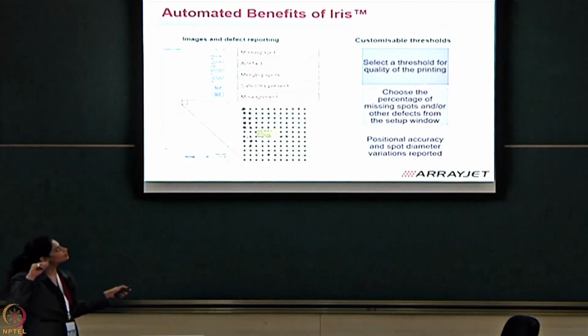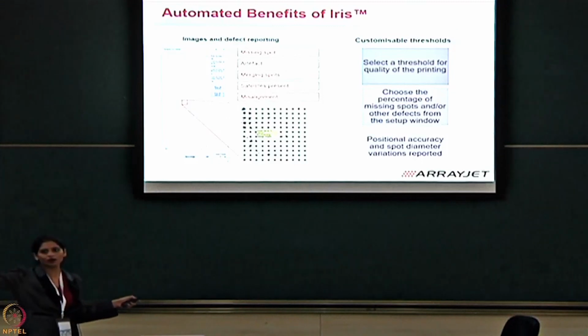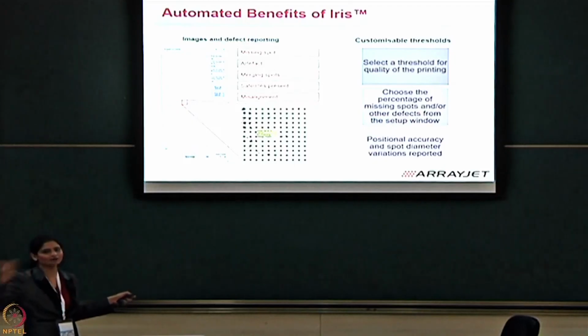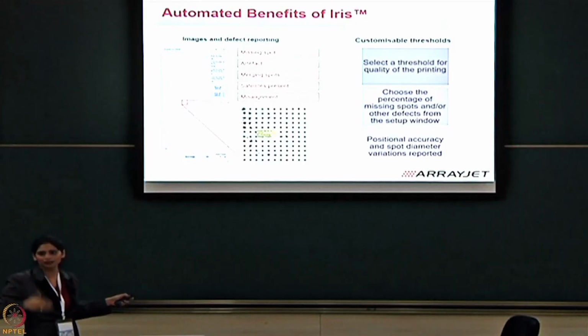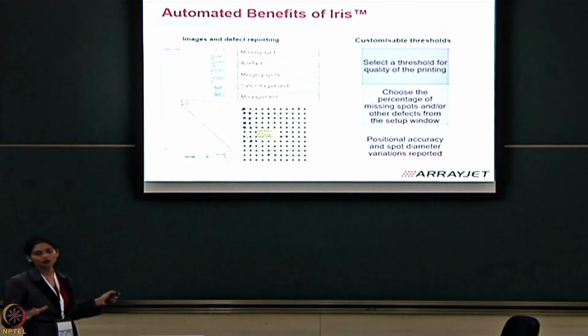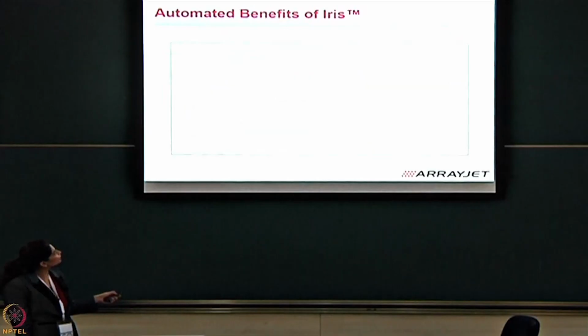So many of the high throughput proteomic research institutes have criteria. If they want a successful assay, they have criteria. My signal should be not above, not below. My spot has to be a certain percentage. I have to have a certain number of assays. So you have criteria for every assay to make them successful. We can set these criteria for the camera itself. So when it starts printing, it is able to detect based on the threshold that you have set, and it will give you a positive accuracy.